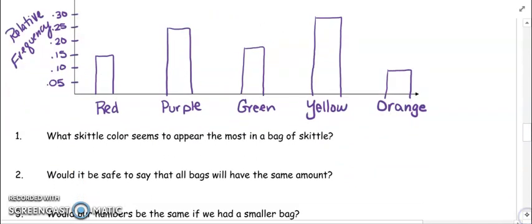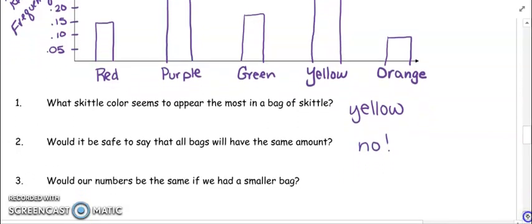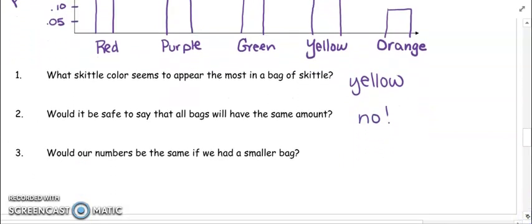All right, and again, we can answer some questions based on our picture here. What Skittle color seems to appear the most in this bag of Skittles? Well, that's the highest bar. That is yellow. Would it be safe to say that all bags will have the same amounts? And hopefully we're all saying no to that. This is just representative of one bag. And would our numbers be the same if we had a smaller bag? And again, that's no, because it's completely random.